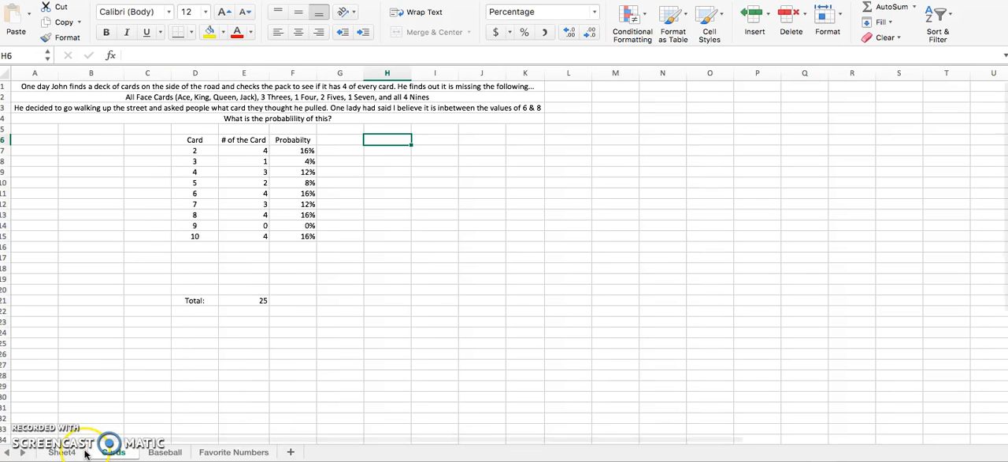Here I have set up one with John, who has a deck of cards that he found, a broken deck. There are a few cards missing. John is going person to person, seeing the probability that they'll pull a 6, 7, or an 8.